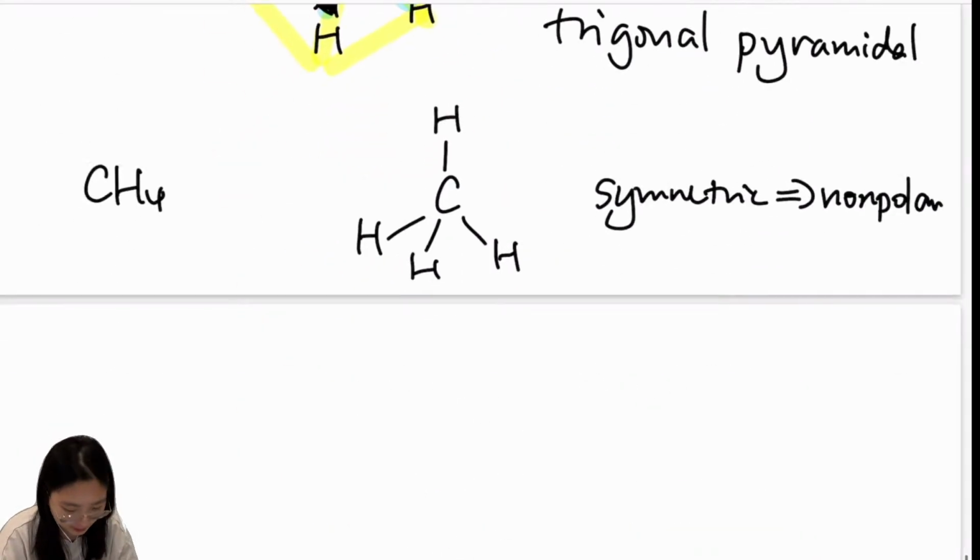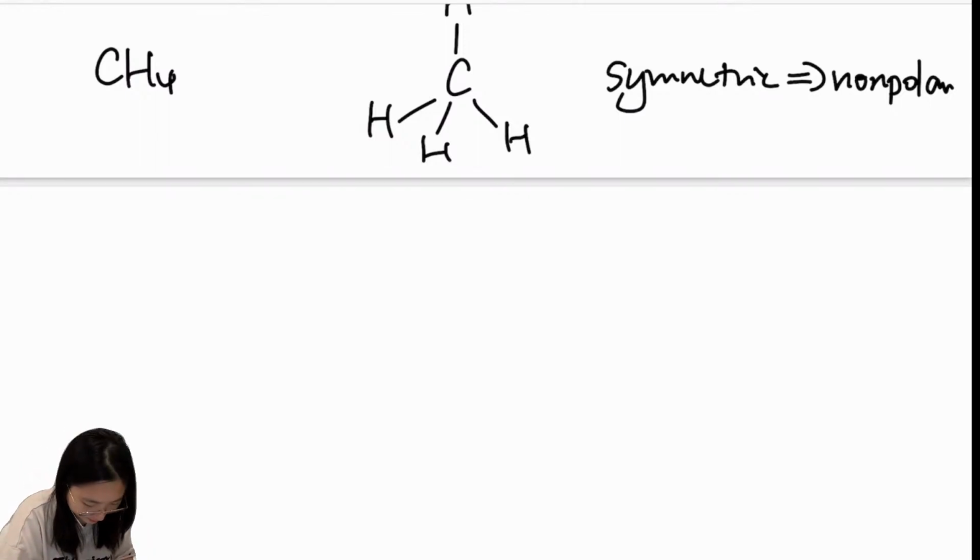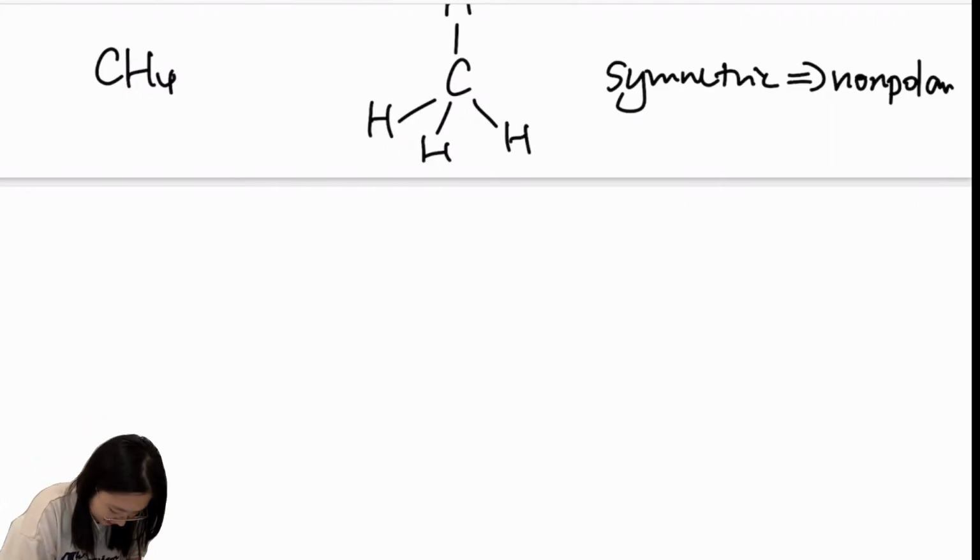How is CH4 symmetric? Okay, so 4 bonds. So it's a 3-dimensional thing. I don't have the model right now. Okay, so this is a three-dimensional sketch.